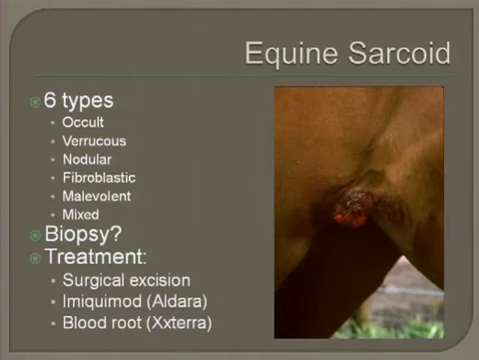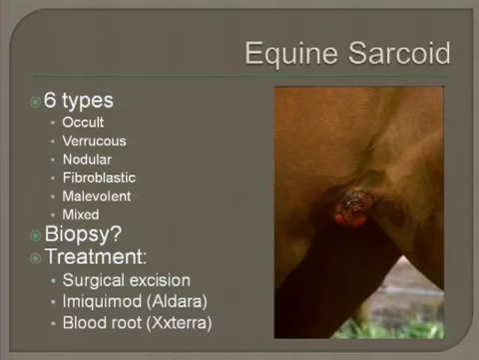Go ahead and find out what it is, and then actually act upon those results. If your owner tells you that no matter what the mass is, they're not going to be removing it, that's probably a mass that you don't want to be biopsying, because if you have an occult or verrucous sarcoid, you run the risk of turning it into something that is really nasty, like the malevolent form.